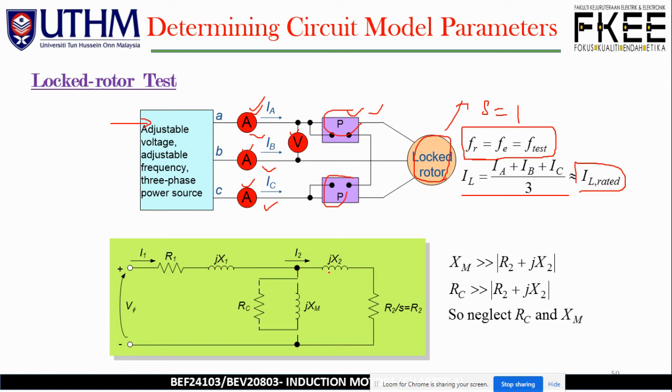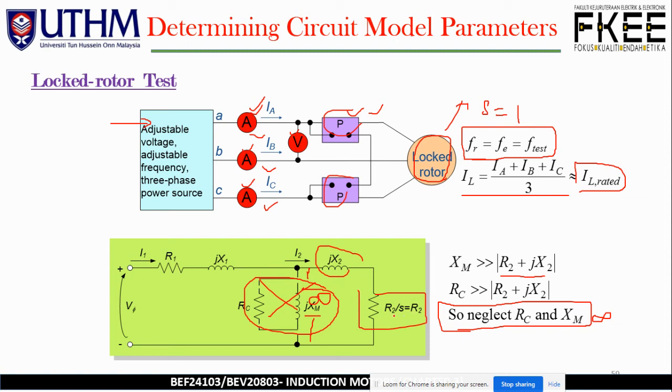So this is again the equivalent circuit of the locked rotor test. Since Xm is much greater than R2 plus jX2, and Rc is much greater than R2 plus jX2, we just neglect Rc and Xm. Because the value over here is too high, let's say approaching infinity, this means here is an open circuit. Open circuit means the value of R or jXm is infinity, too high compared to R2 plus jX2. So we just neglect Rc and Xm. The rest remain the same.